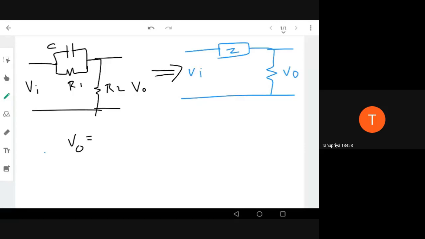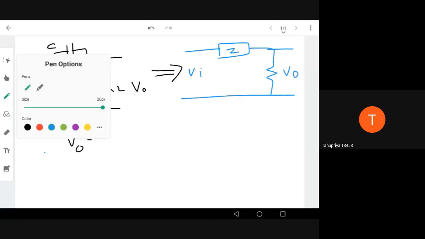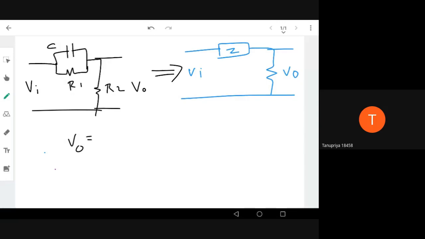Okay, from this equation we can easily write the Kirchhoff equation of this thing. That means this is R2. Okay, so can I write V out in terms of Vi from this? I can write V out equal to V input into R2 divided by R2 plus Z, right? R2 plus Z.